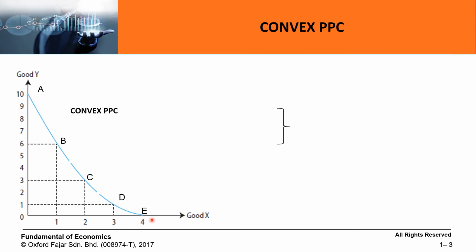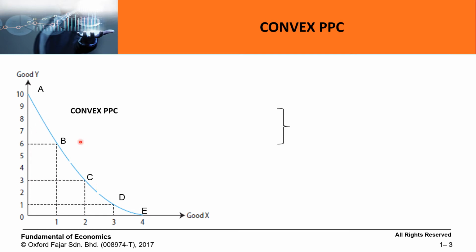Okay, kali ini bila kita punya graf bentuk convex, bila kita nak kira opportunity cost, when point A move to point B, kita dapati we have to sacrifice 4 units of good Y. Sebab asalnya we are producing 10 units and now we only produce 6 units. Okay, so kita terpaksa sacrifice 4 units.